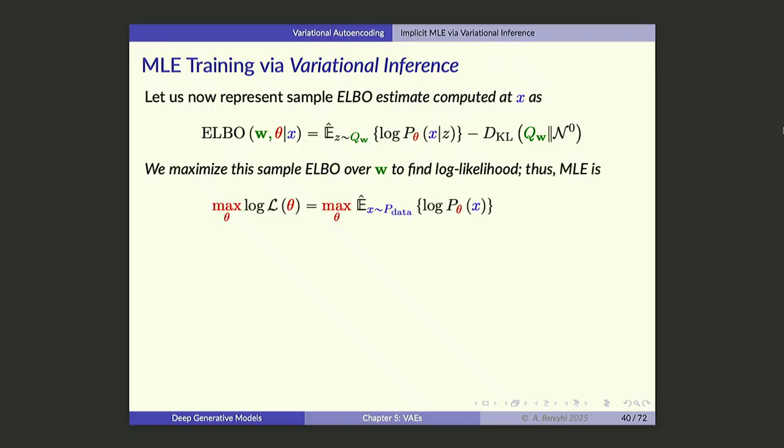I want to maximize the log likelihood, and this is the exact expression we had before: I average over the data samples the log of the marginal distribution. But now, instead of the log of the sample likelihood, I'm going to replace it with the evidence lower bound, right? So I'm going to replace this term with this one. Everybody's cool? The log of the sample likelihood at the point x is going to be the maximum of the evidence lower bound computed for that particular point.